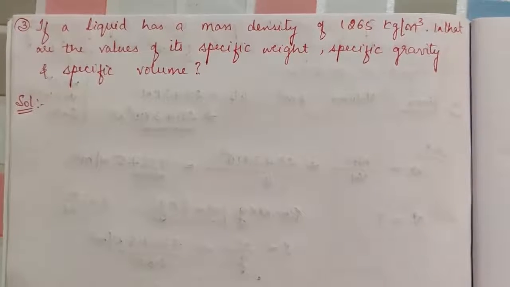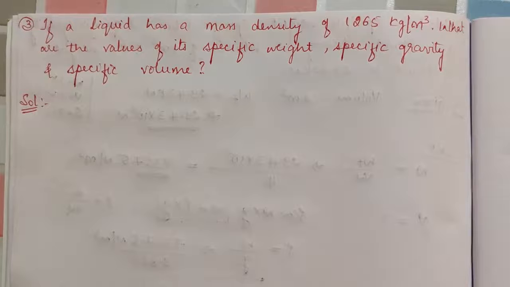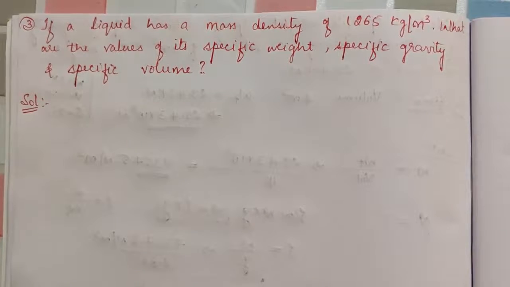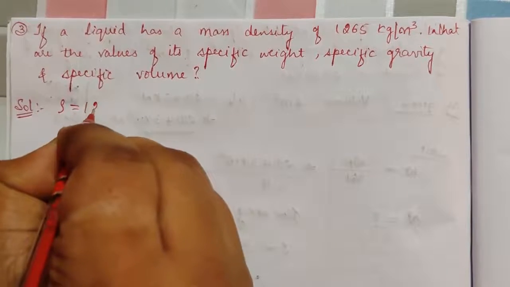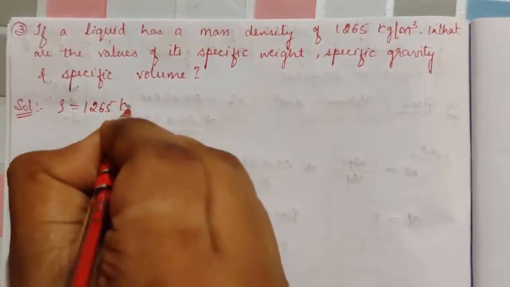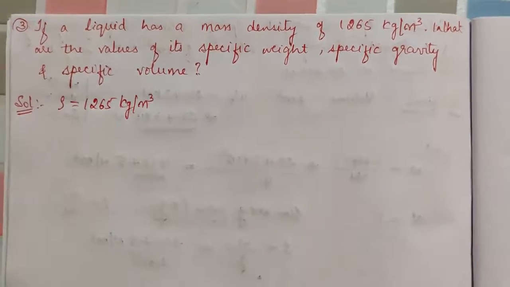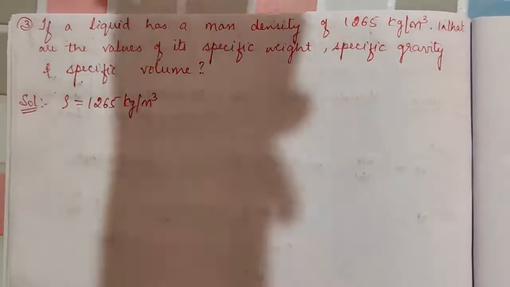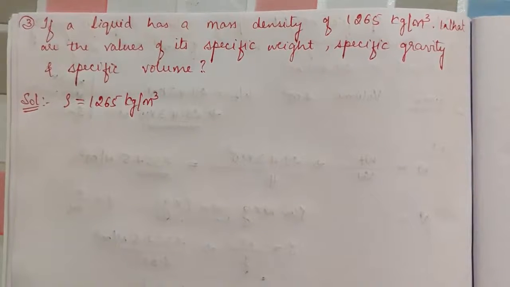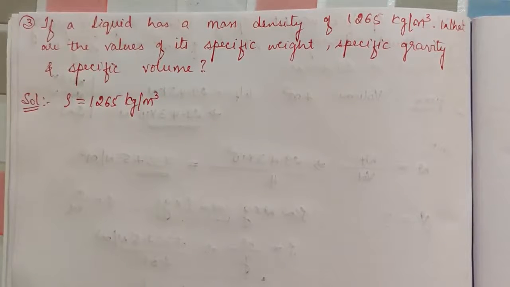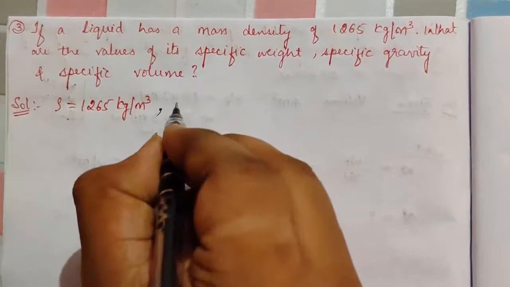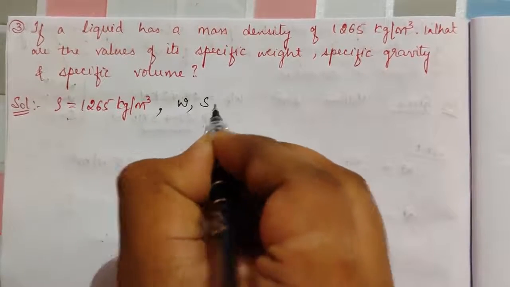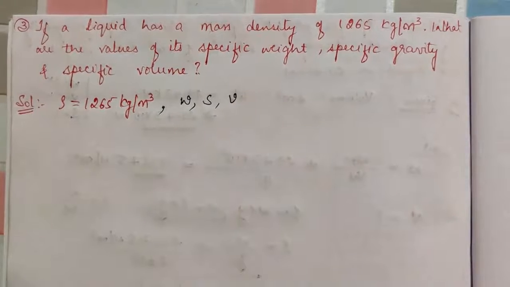So your third problem: if a liquid has a mass density of 1265 kg per meter cube. See here, directly you are given the mass density as 1265 kg per meter cube. Just be sure what is given. What are the values of its specific weight, specific gravity, and specific volume? So by giving the value of density, he has asked to find specific weight, specific gravity, and specific volume.